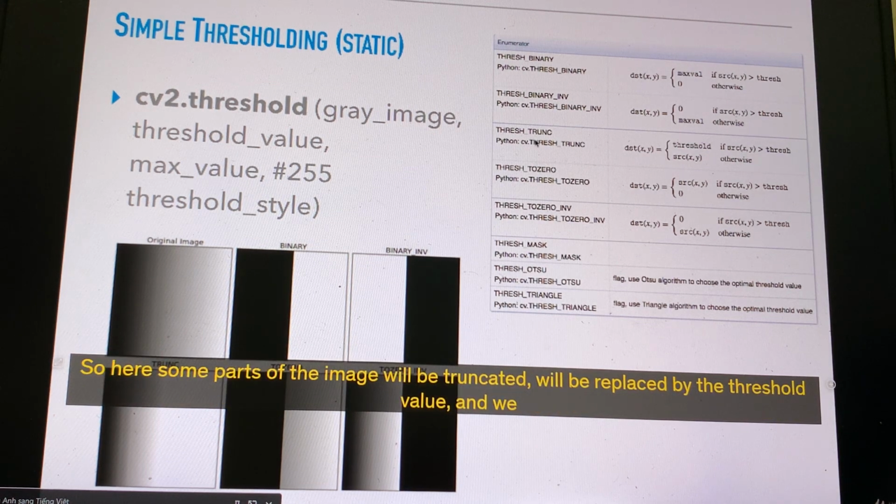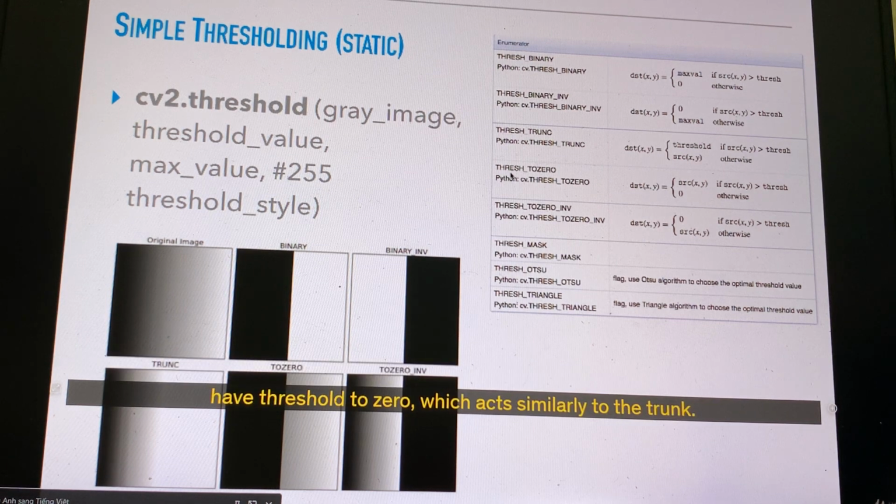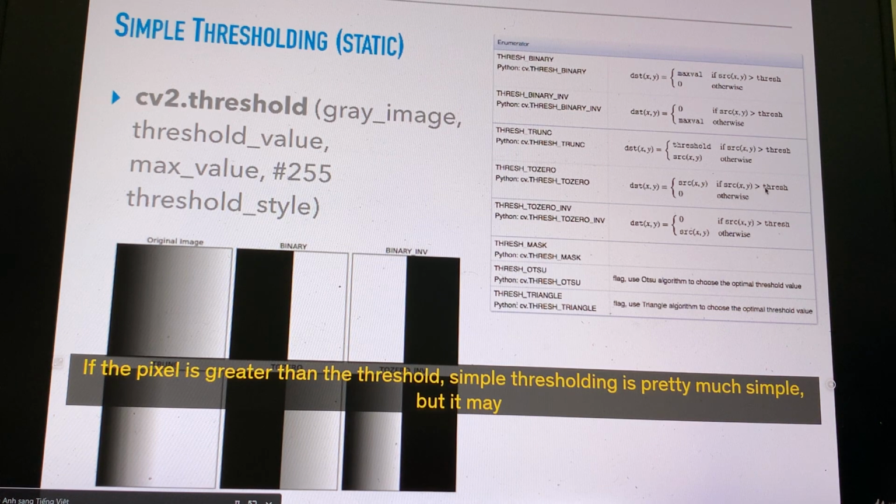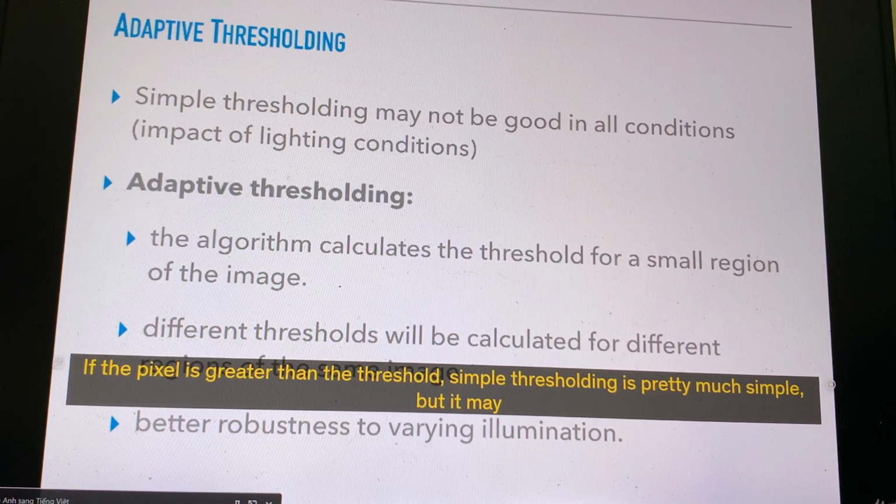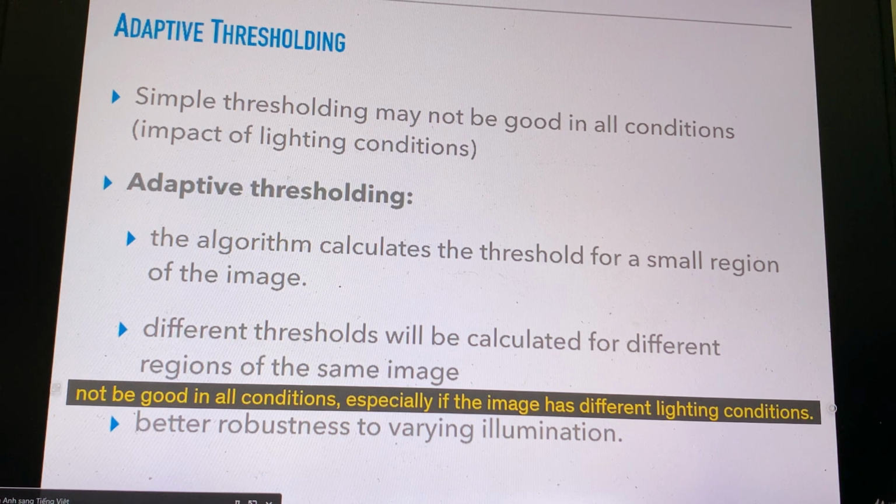So here, some parts of the image will be truncated, will be replaced by the threshold value. And we have threshold to 0, which acts similarly to the trunk, but here we're going to assign 0 if the pixel value is smaller than the threshold, and it will keep its own value if the pixel is greater than the threshold. Simple thresholding is pretty simple, but it may not be good in all conditions, especially if the image has different lighting conditions.